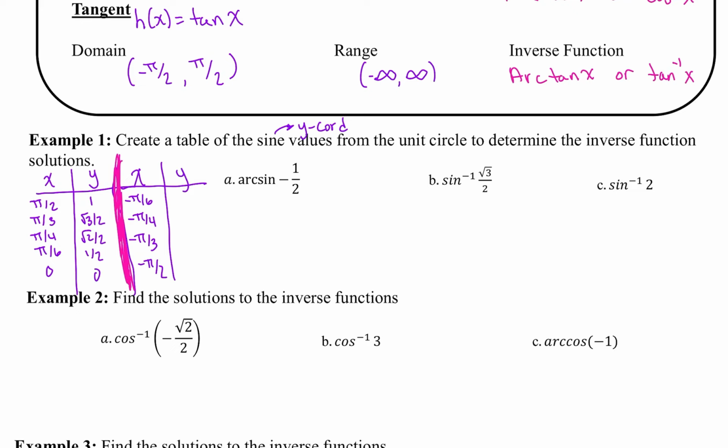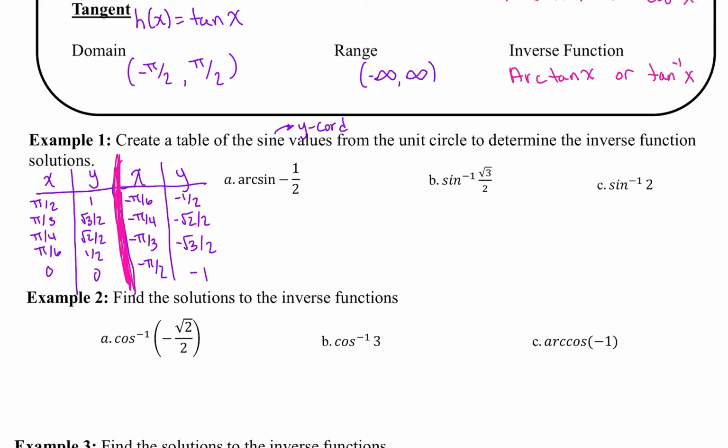Now we come over here to these negatives. Negative pi over 6, which is really 11 pi over 6, was negative 1/2. Negative pi over 4, which is the same thing as 7 pi over 4, is negative square root of 2 over 2. Negative pi over 3, which is the same thing as 5 pi over 3, is negative square root of 3 over 2. And negative pi over 2, which is the same thing as 3 pi over 2 on the unit circle, is negative 1. So now we can use this to help guide us here.